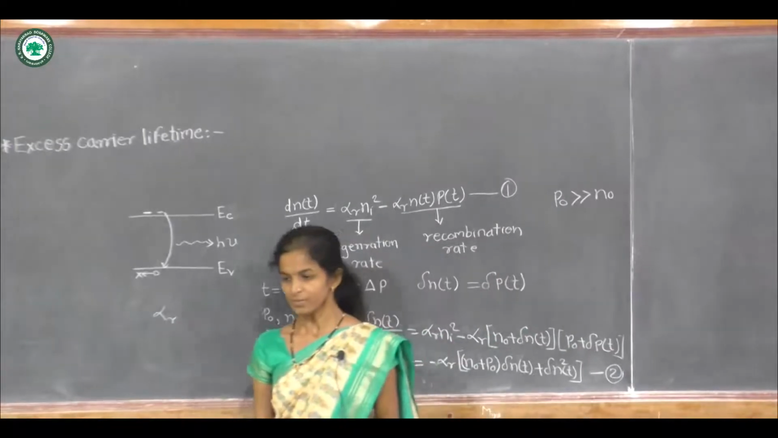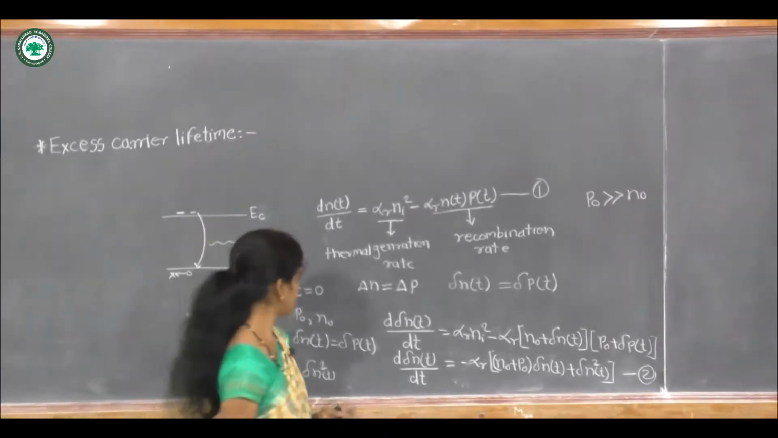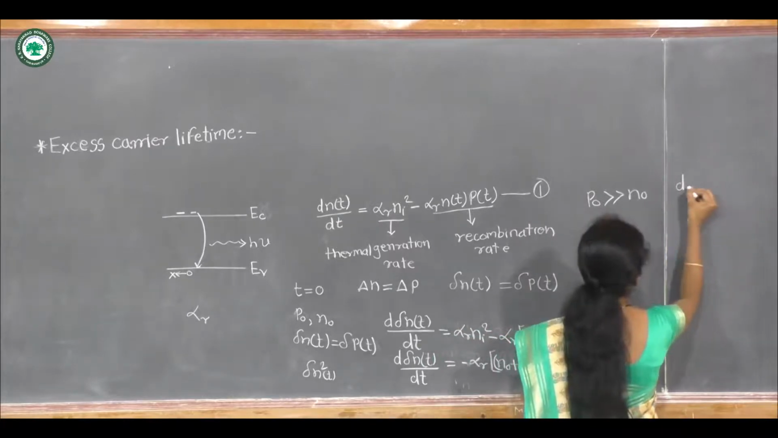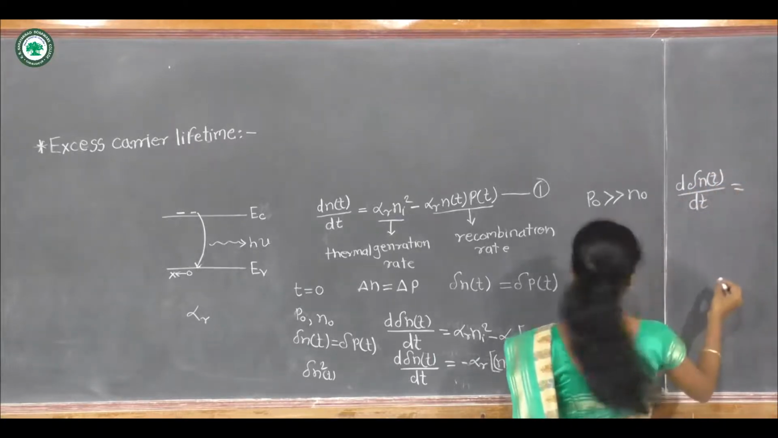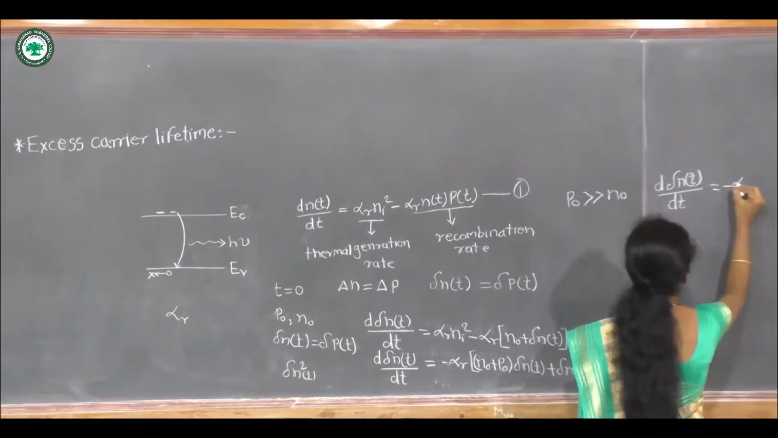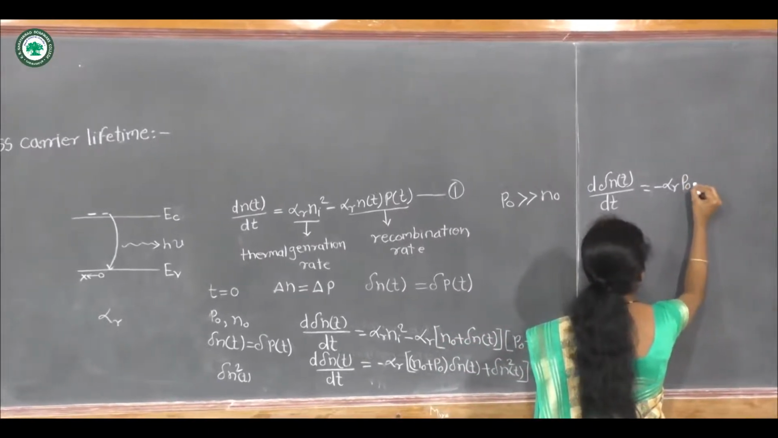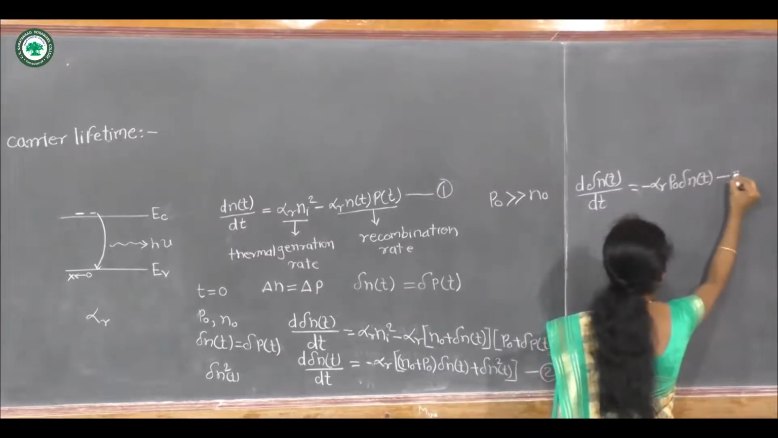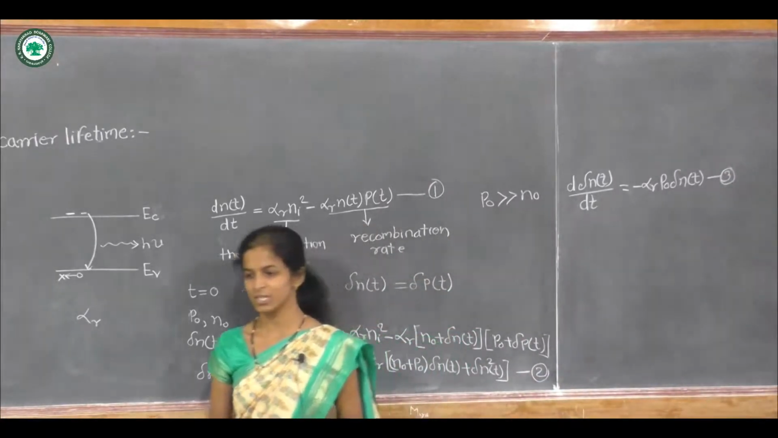So if the material is p-type, this equation number 2 becomes d/dt of delta n(t) equal to minus alpha r into p0 into delta n(t).